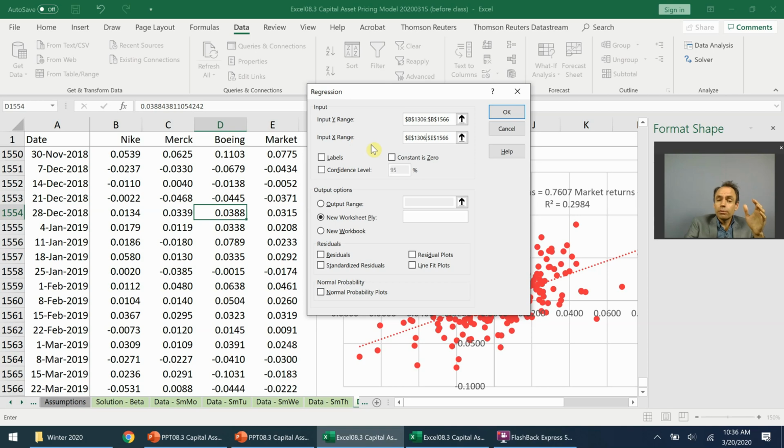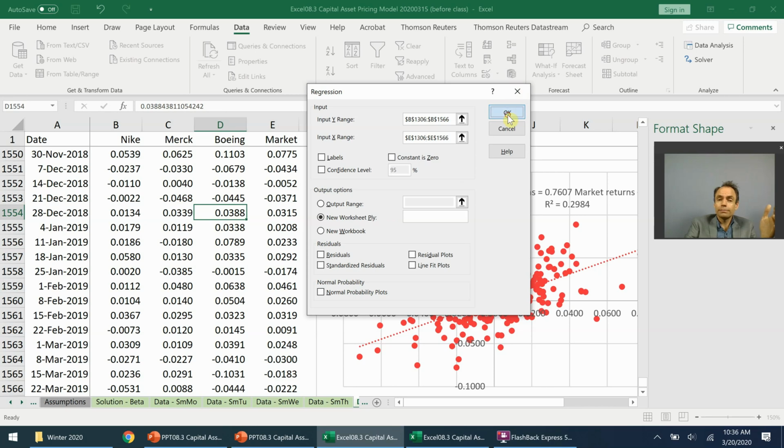If I wanted to, I could set the intercept to be equal to 0, but I don't want to do that in beta analysis. You can just leave it as a normal regression. If I had labels at the top of these cells, I could specify labels, and I could specify some other output from this regression analysis. I don't need that for my beta estimate, and we're not doing everything in this class, so I'm just going to hit OK and have a beta estimate come out, as well as some other information, into a new worksheet.